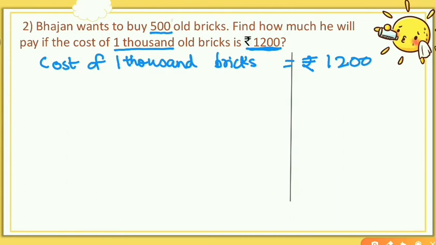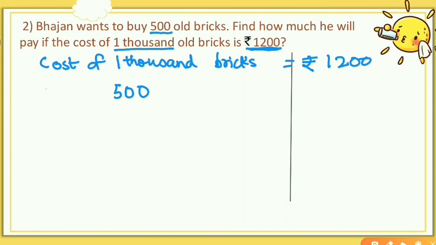And what is this given? This is the number of bricks he wants to buy. If you notice one thing, this 500 which you see here, 500 is half of 1000, isn't it? So when you know the cost of 1000 bricks is 1200, to find the cost of half the number of bricks, you have to find half of the previous cost, isn't it?